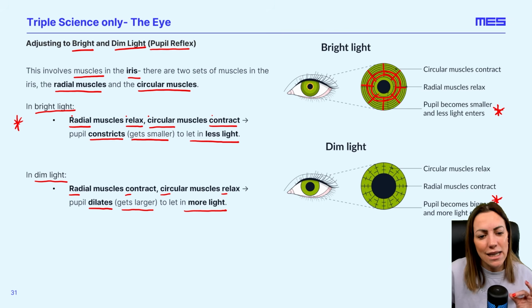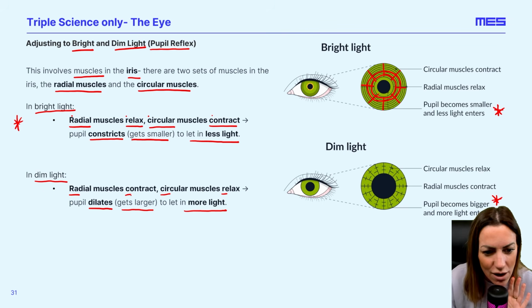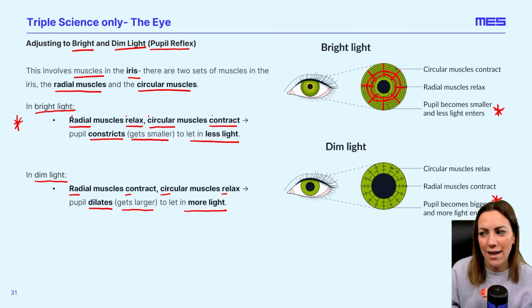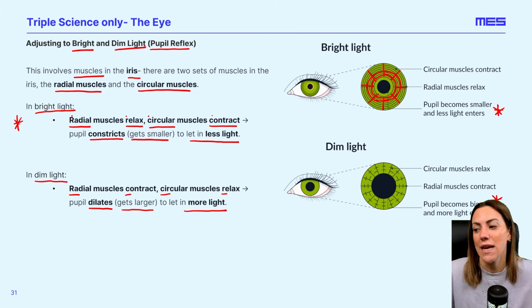Okay, now key things to remember here, we're talking about the muscles in the iris. It's the muscles in the iris that control the size of your pupil. So bright light, radial muscles relax, circular muscles contract, pupil gets smaller, less light enters the eye, so we don't damage the retina. And then in dim light, it's the opposite. The letters do not match because it's dark, they can't see each other. So radial muscles contract, circular muscles relax, pupil dilates, or you can say it gets wider, it gets bigger to let more light in so we can see.